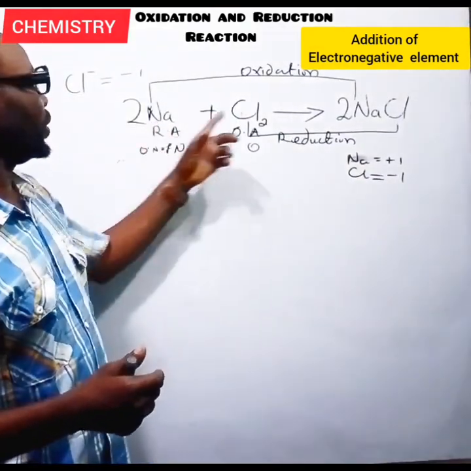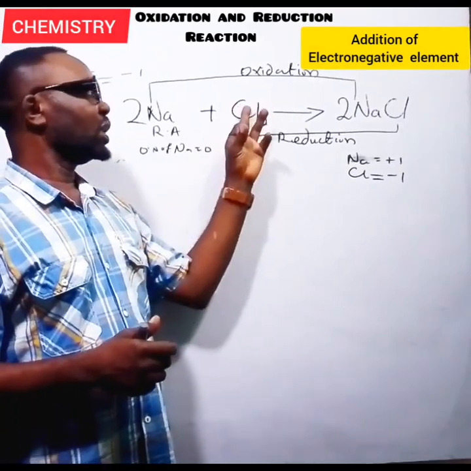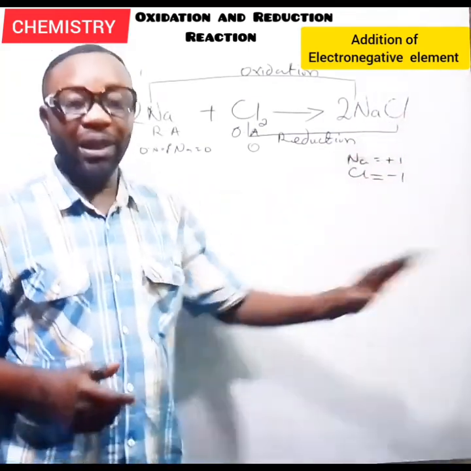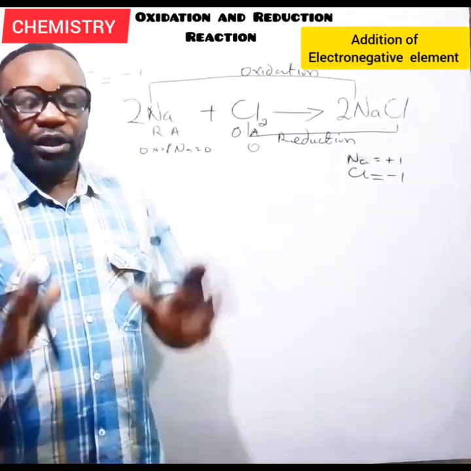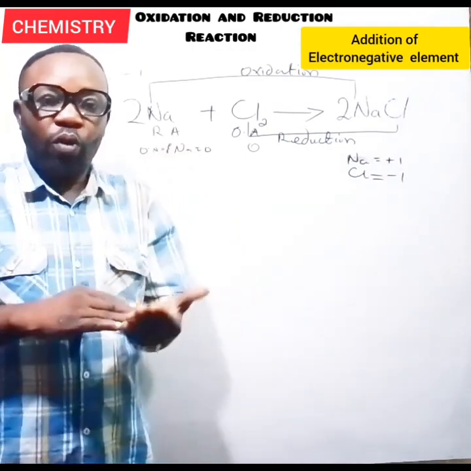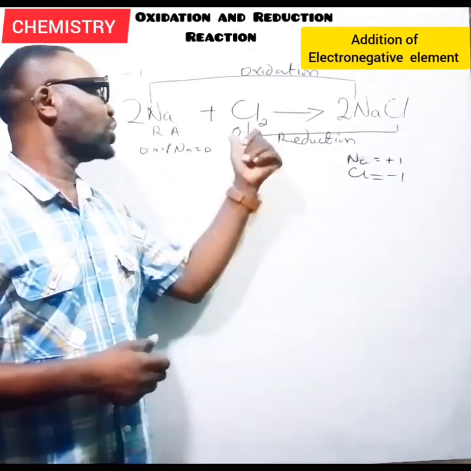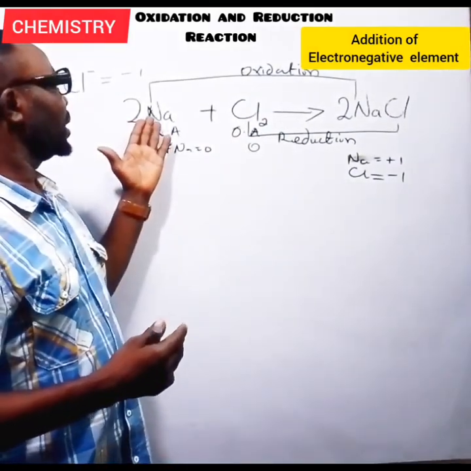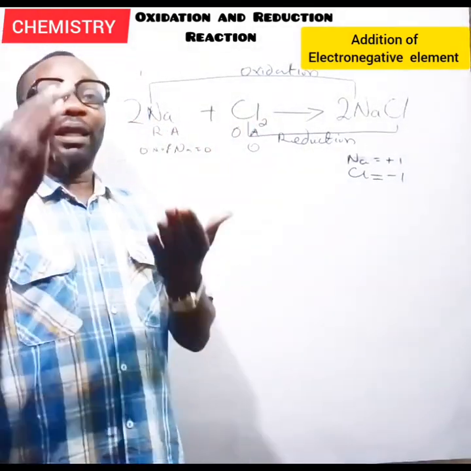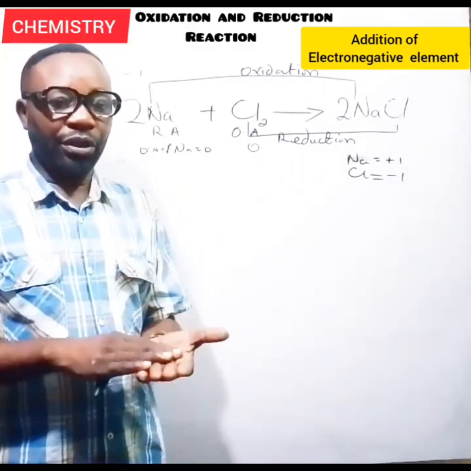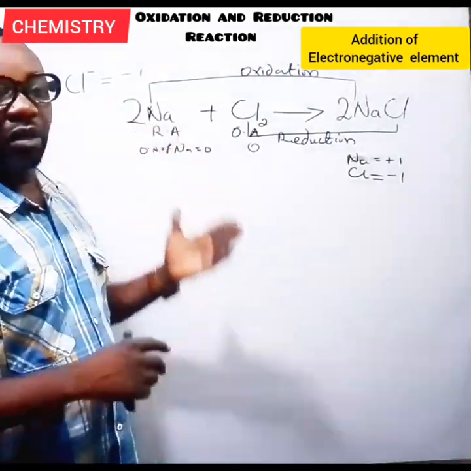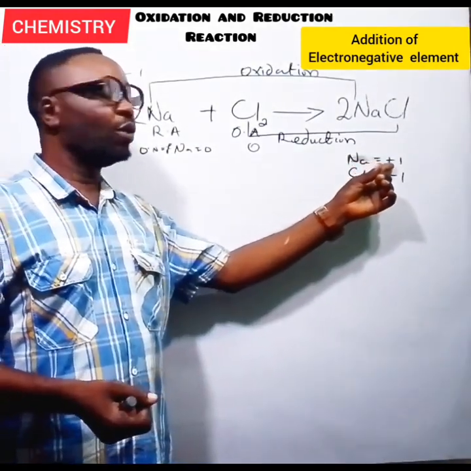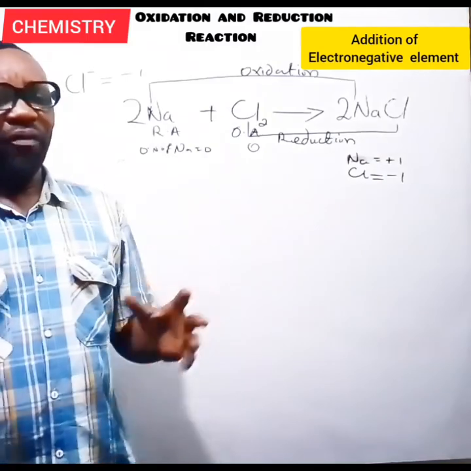Then also for the chlorine, you can see it gains an electron and its oxidation number becomes lesser. Its oxidation number will be lower compared to the previous oxidation number in the reactant. The negative element will gain an electron, and the oxidation number will be reduced, while the electropositive element will lose an electron, and its oxidation number will increase. I hope you have been able to get that.